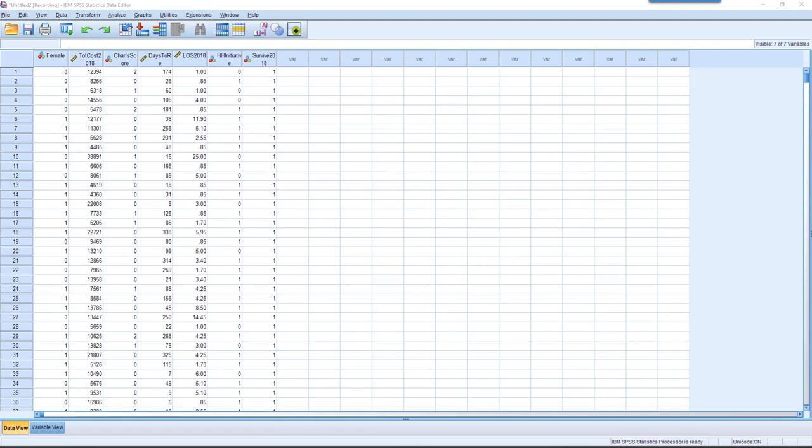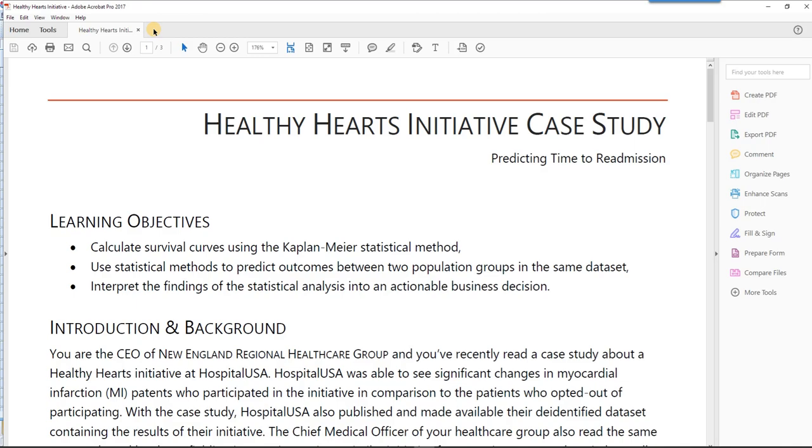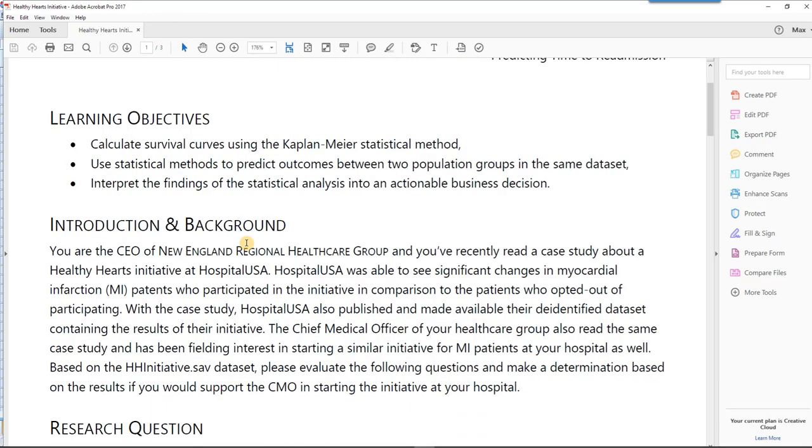So this week we are looking at something called the Healthy Hearts Initiative at Hospital USA. So you are the CEO of New England Regional Healthcare Group, and you recently read a case study about something called the Healthy Hearts Initiative at Hospital USA. And Hospital USA, given the Healthy Hearts Initiative, was able to see significant changes in myocardial infarction patients who actually participated in this initiative in comparison to the patients who opted out.